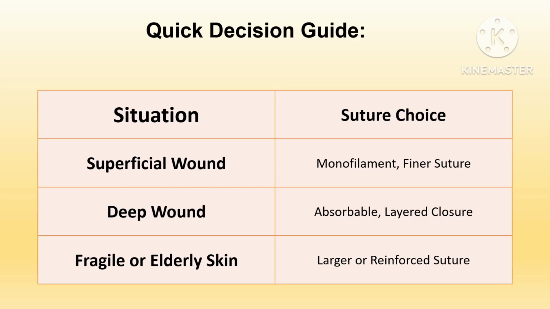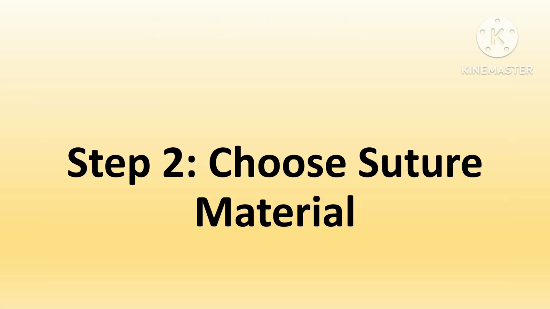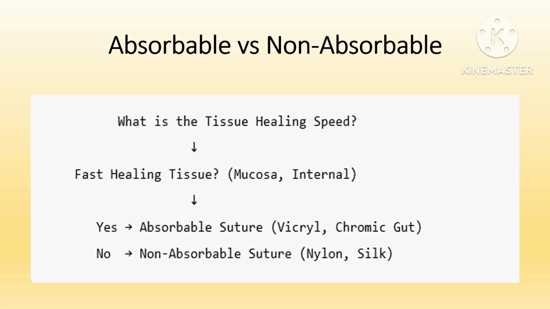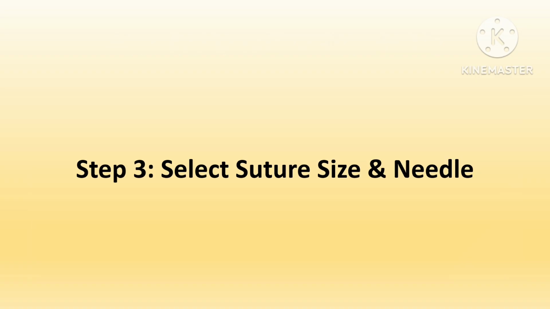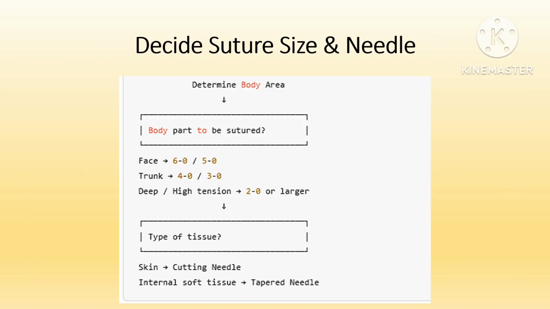Second step is to choose the suture material. We broadly have two options: absorbable, like vicryl or chromic gut. These dissolve over a period of time, making them ideal for fast healing areas like internal tissues or mucosa. Non-absorbable sutures like nylon or silk stay in the body longer and are best for external skin closure or slow healing wounds. Third step is to select the suture size and needle.